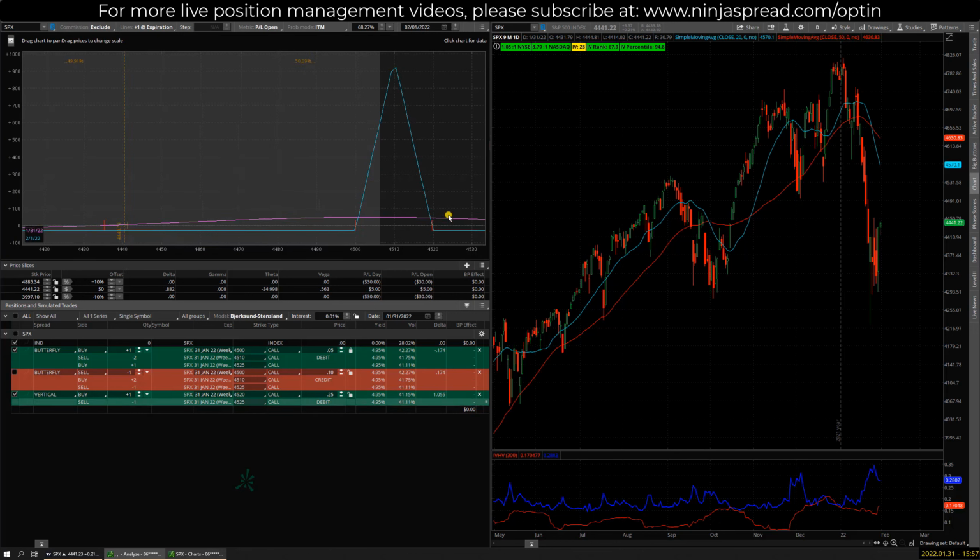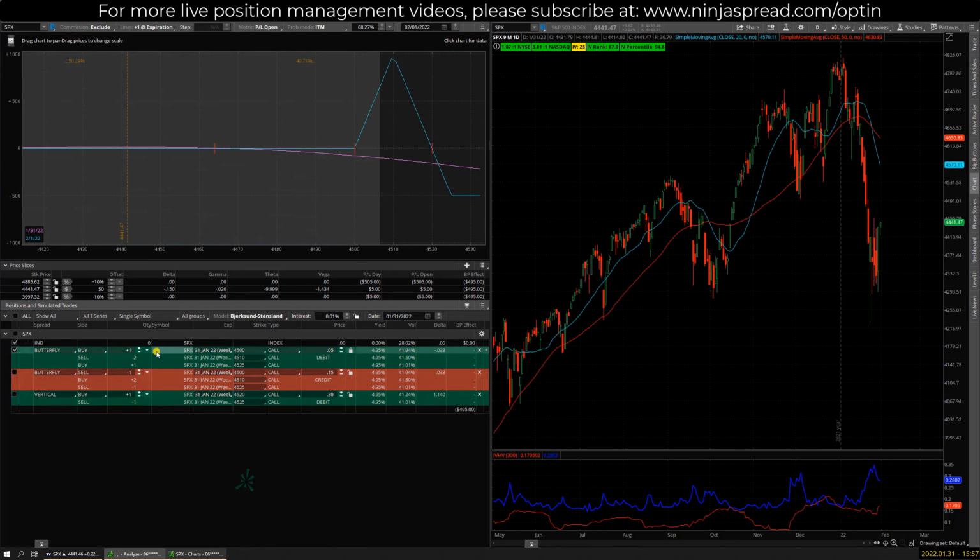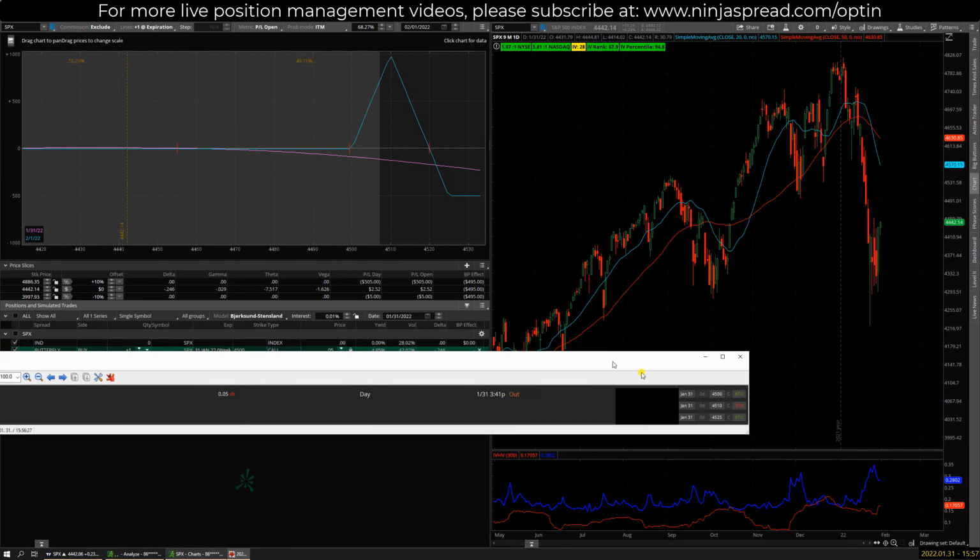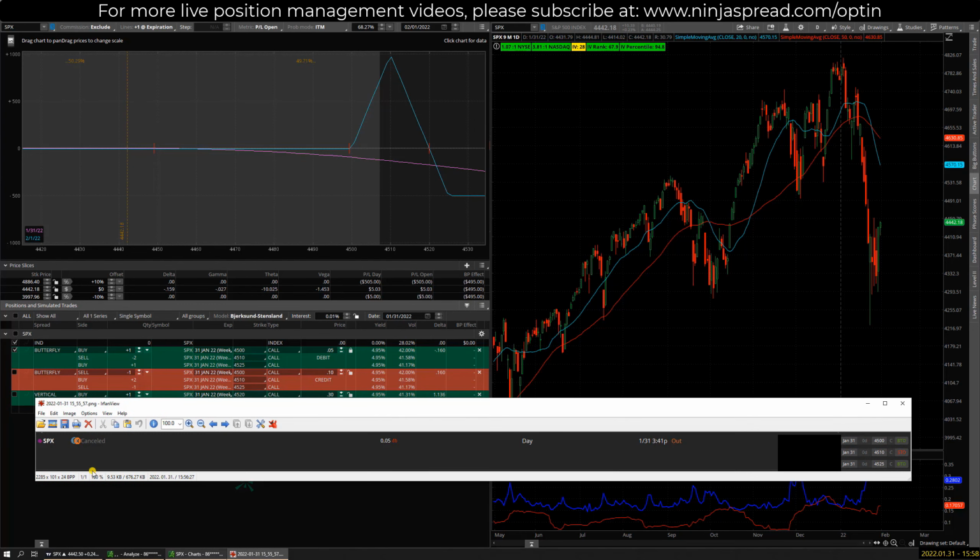To reduce the risk on the upside, I would need to roll the 4,520 and 4,525 options. I could currently do this for about 25 cents. The whole spread cost me 50 cents, and I'll show you a screenshot right away.